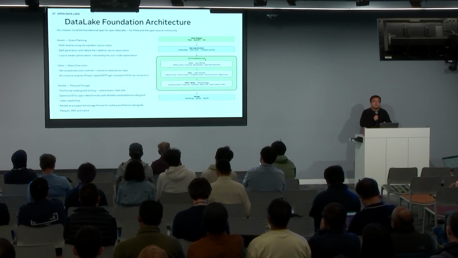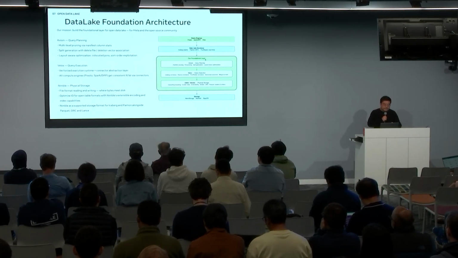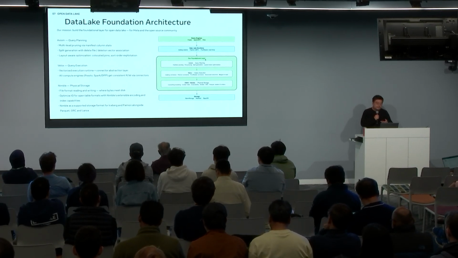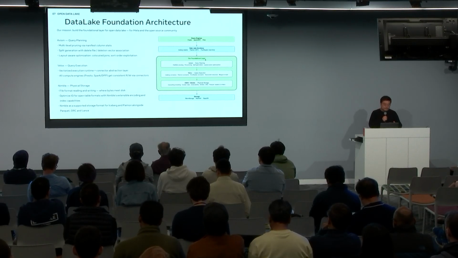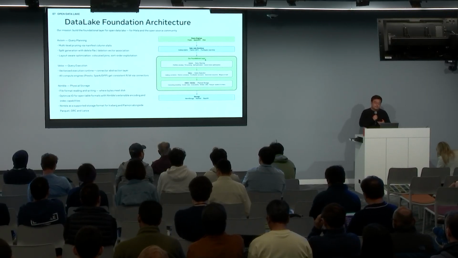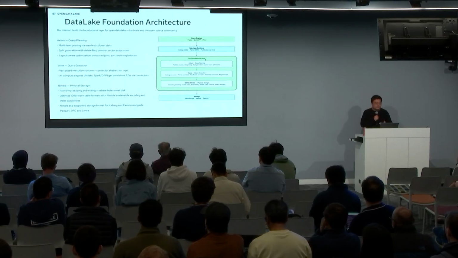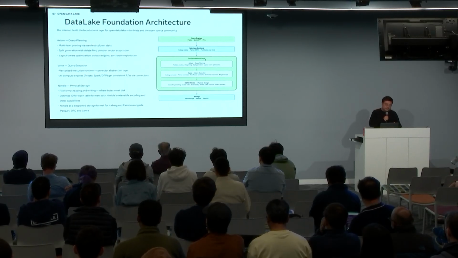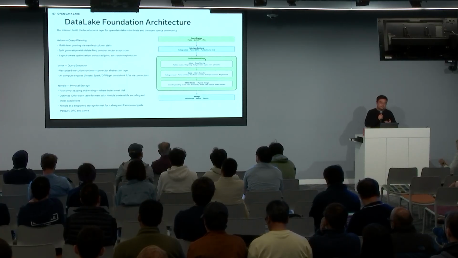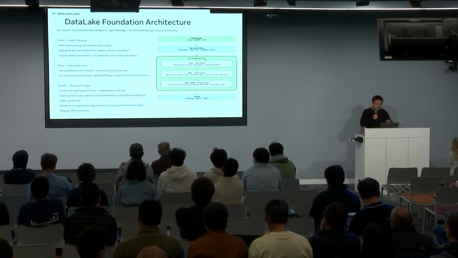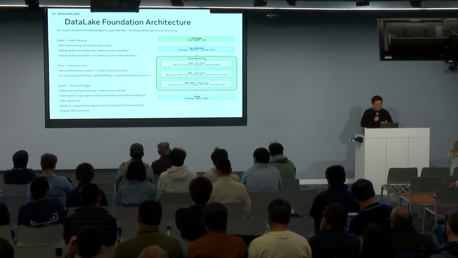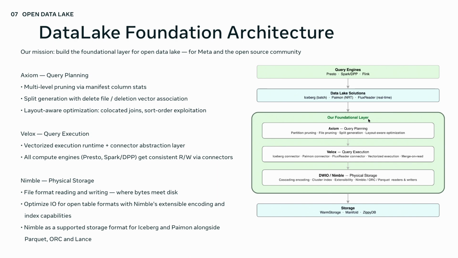Velox provides a vectorized query execution and connector abstraction interface. So different query systems on Velox can get consistent read-write behavior through the connector. And this layer is performance critical. For example, the merge read requires efficiently loading the deletion vector into memory and then filtering out the deleted rows efficiently. All these optimizations and functionality can be shared across different open table formats through the connector utilities. For example, both Paimon and Iceberg have deletion vector support, and Meta's internal Meta Lake also has deletion vector support, so they can all share the same optimizations.